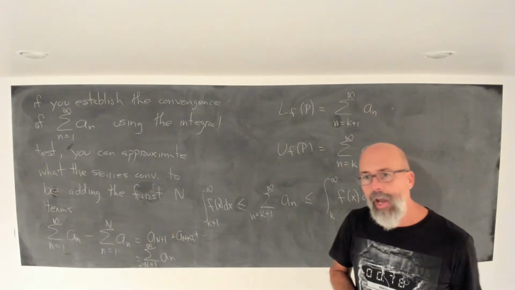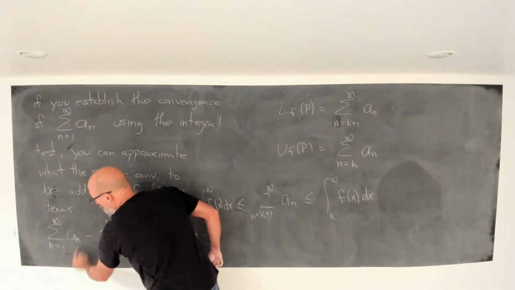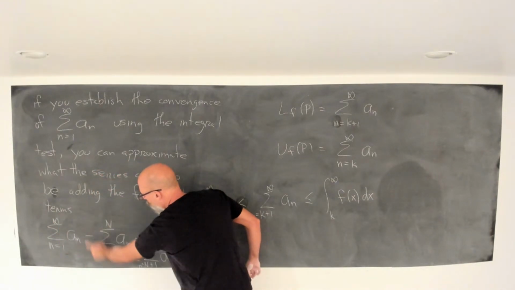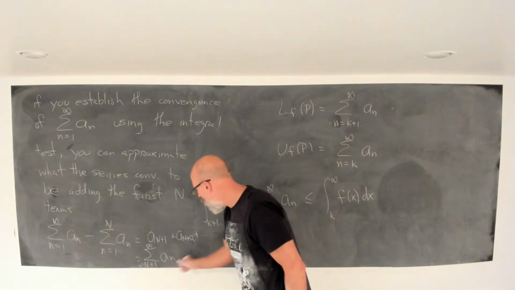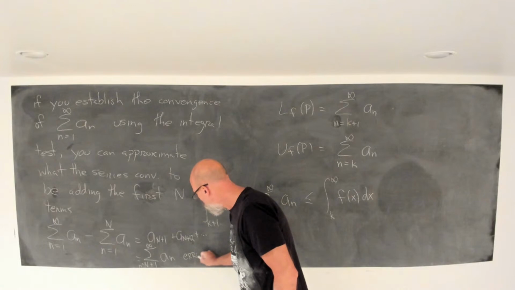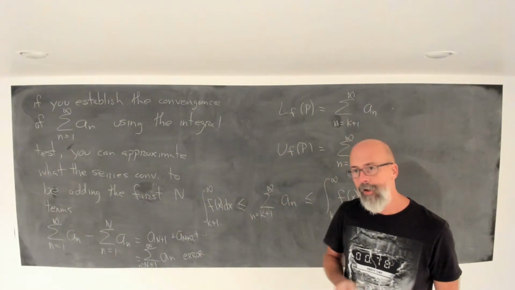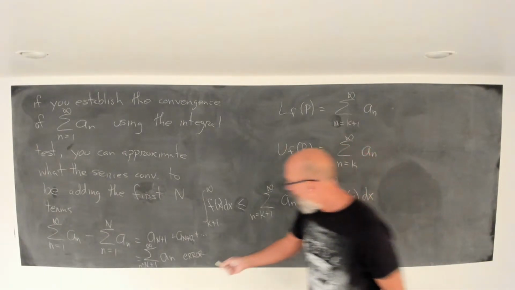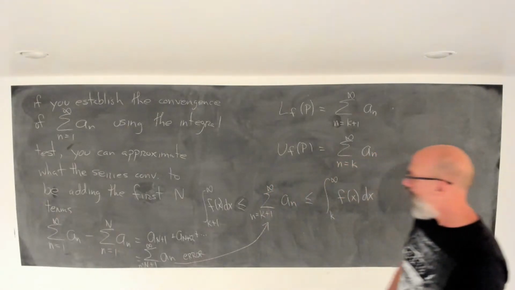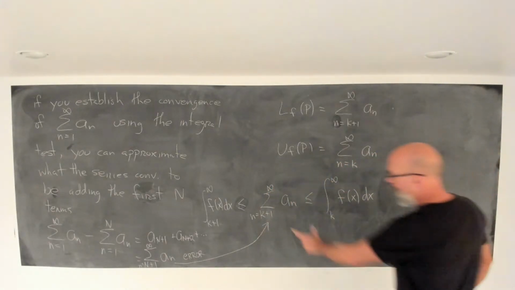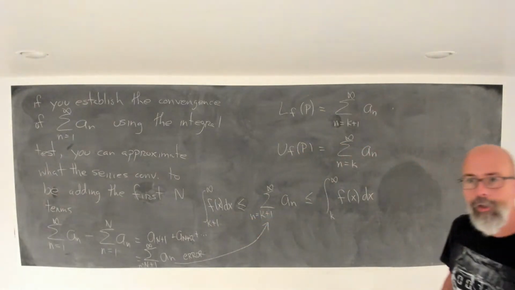This is the error. It's the difference between what the series converges to and your approximation. So this is your error term. How far away you are from the real thing. And wouldn't you know it, there it is. Here your error is sandwiched between two integrals.